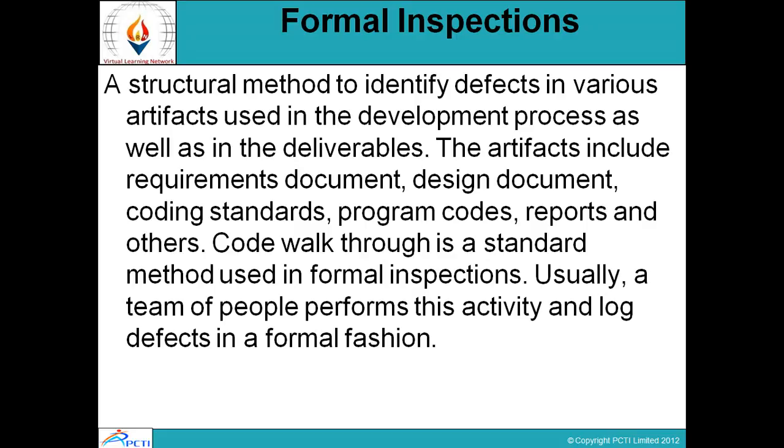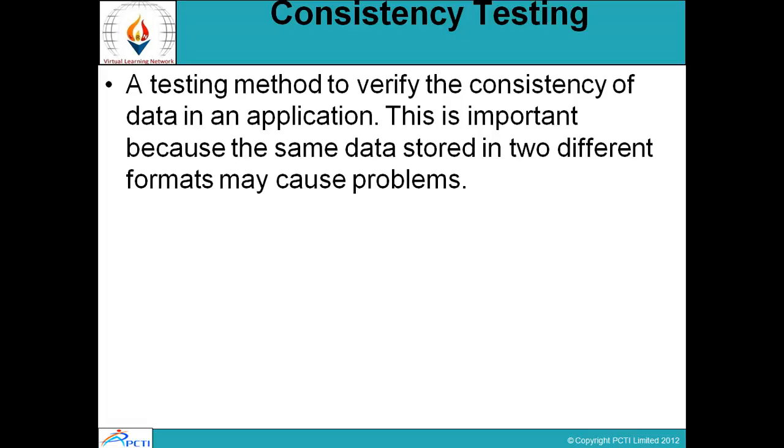So formal inspection basically checks whether what we did in the design document and coding is appropriate or not. It checks the program, reports, and other things, and whether all the standard methods that we use in the software are properly established and done or not. Usually the team performs this activity and logs defects in a formal fashion.